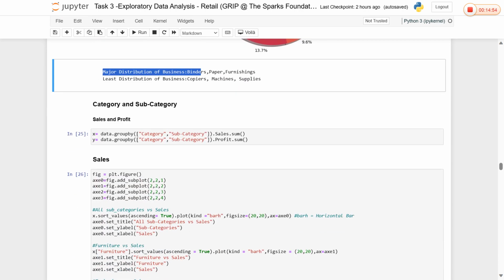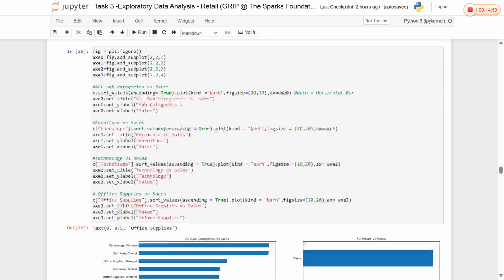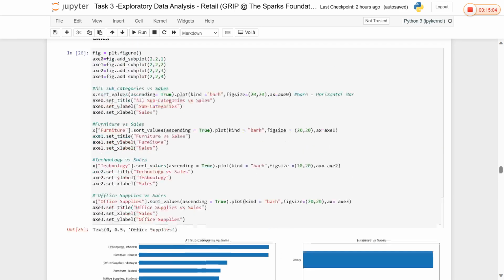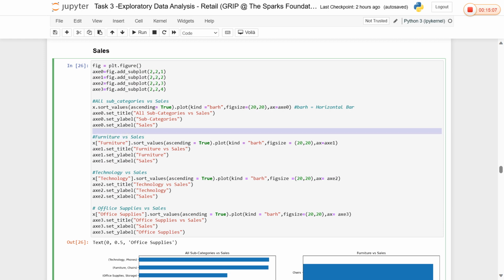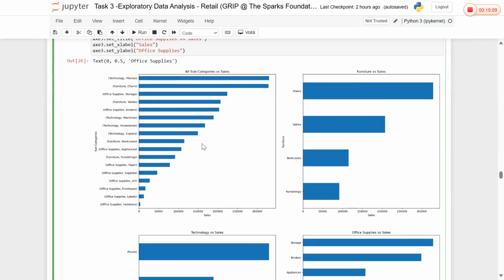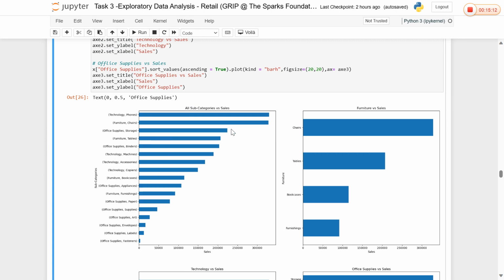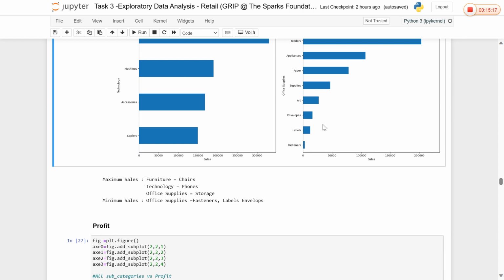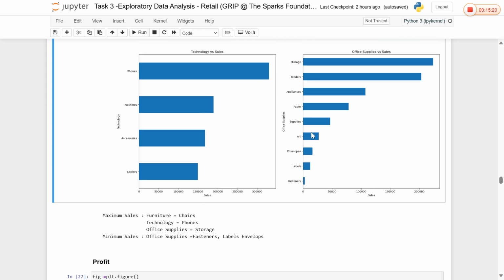Now let's move towards both subcategory and category, sales and profit. For the sales, we have plotted some bar charts. So let's see the distribution, how it is distributed. Now let's see the graph. All subcategories versus sales, furniture versus sales, technology versus sales, and office supplies. What we have found is the maximum sales in furniture, specifically in chairs, in technology in phones, in office supplies in storage. Minimum sales are found in office supplies, that is for fasteners, labels, and envelopes.